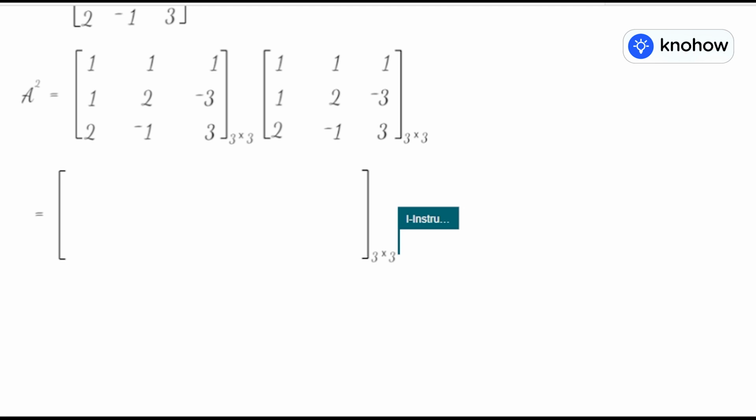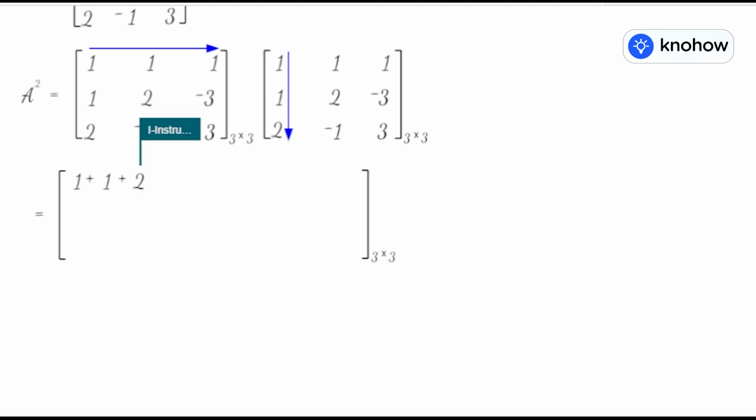You know very well how to multiply the matrices. We start multiplying the first row of the first matrix with the first column, multiplying respectively, and you get 1 plus 1 plus 2. Then repeat the process with the second column, you get 1 plus 2 plus negative 1. And then with the third column, you get 1, negative 3 and plus 3.